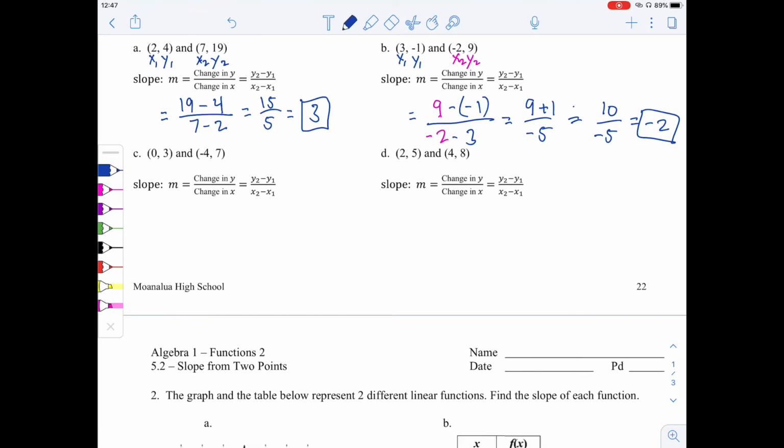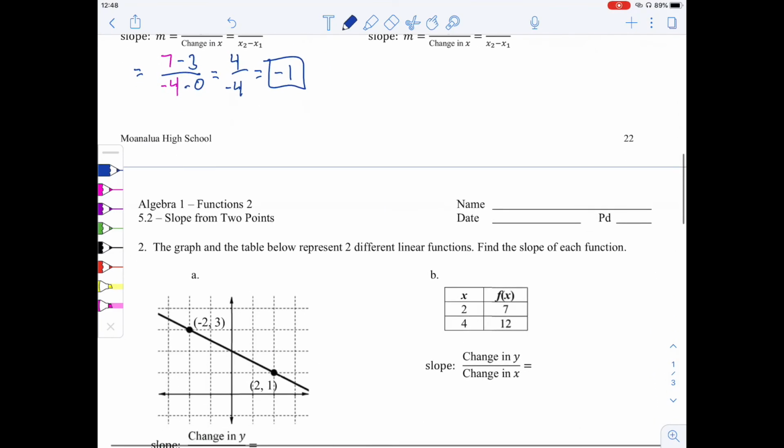Okay, so one more example. So x1, y1, x2, y2, right? And we just calculate it. So y2 is 7. We're going to subtract y1, which is 3, and then our x2, which is negative 4, and then we're going to subtract our x1, which is 0. So 7 minus 3, 4. Negative 4 minus 0 is negative 4. Divide that, you get negative 1. So our slope is negative 1. And you guys can do number letter D on your own.